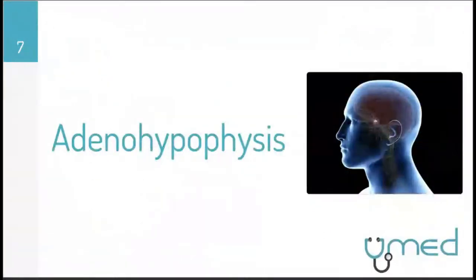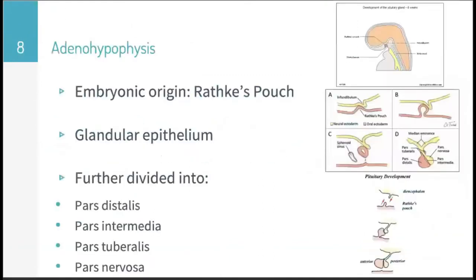Right. Adenohypophysis is just basically another word for your anterior pituitary, and we're going to focus on this more now. So the pituitary gland is made up of two lobes, as we said, the anterior and the posterior, and they're both of different embryonic origins, and thus they function differently.